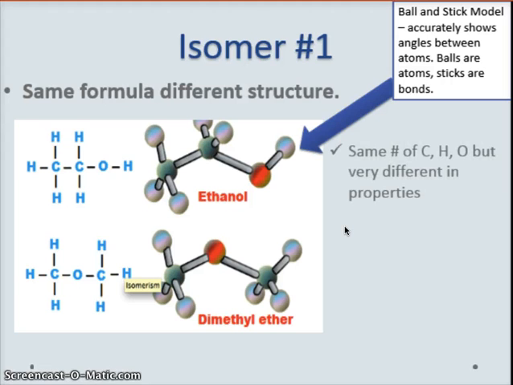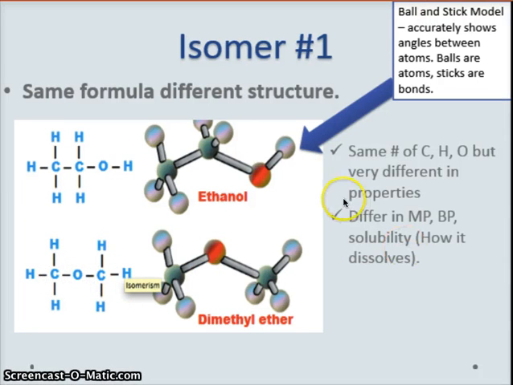So, what is an isomer? An isomer is when you have two of the same formulas but different structure. Same atoms but very different arrangement. They're obviously arranged differently. The oxygen is attached to one carbon, but here it's attached between two. Because they're different in structure, they're going to have different properties such as boiling point, melting point, and solubility, how something dissolves.